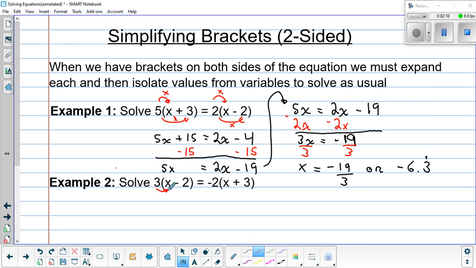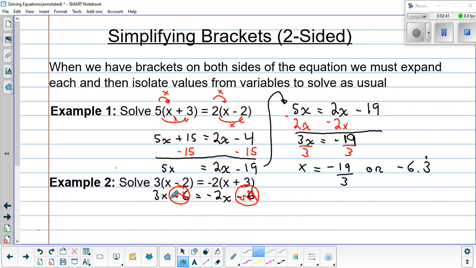So example 2, let's just start expanding. I'm just going to probably leave off my little expanding arrows because you're used to it. So here, 3x minus 6 is equal to negative 2x minus 6. So one thing I'm going to do right now, and this was just by coincidence, is notice when we have a minus 6 here on the right and a minus 6 here on the left.